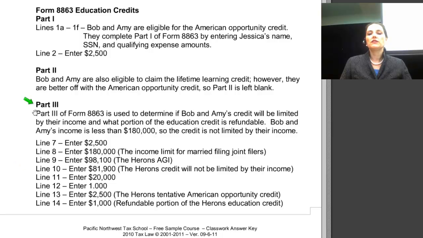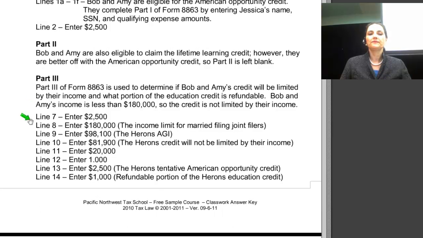Part 3 of the form is used to determine if Bob and Amy's credit will be limited by their income and what portion of the education credit is refundable. Bob and Amy's income is less than $180,000, so their credit is not limited by their income.